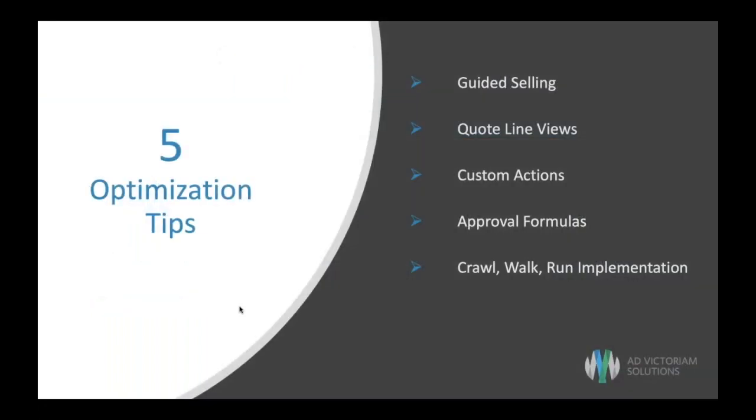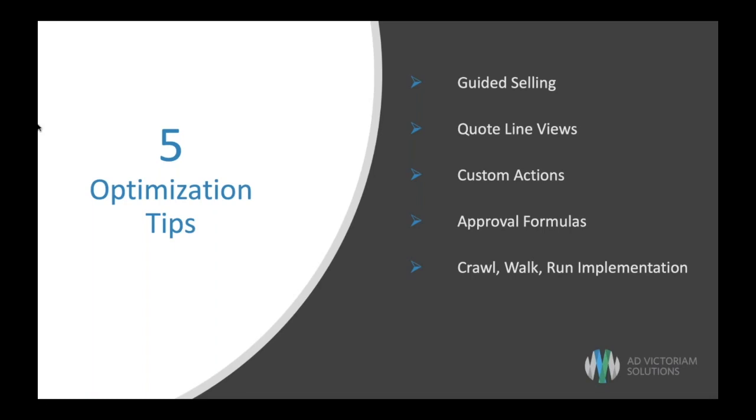Now on to the optimization tips. So the first one we've got here is guided selling. Guided selling lets you optimize the search and product selection for each business unit. It helps enforce the product accuracy that the sales team is choosing while also giving them a really good user experience. So you're enforcing some logic, but they also feel like they're being helped with their opportunity and product selection.